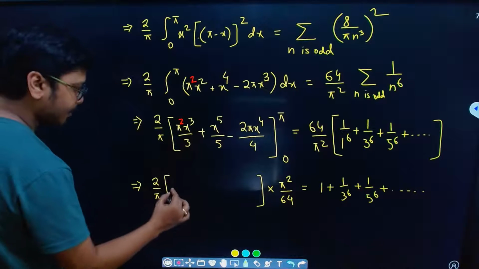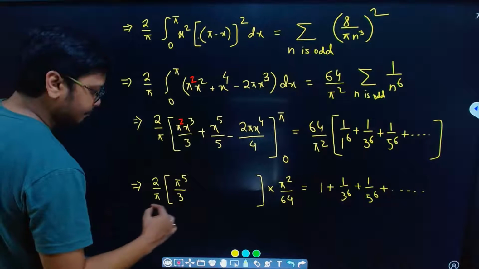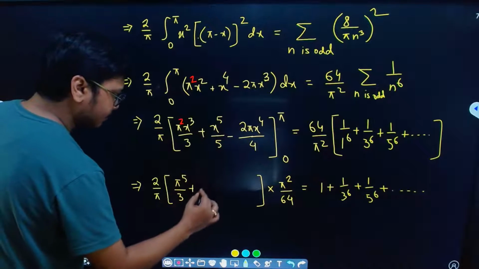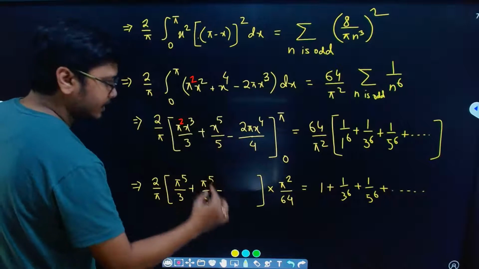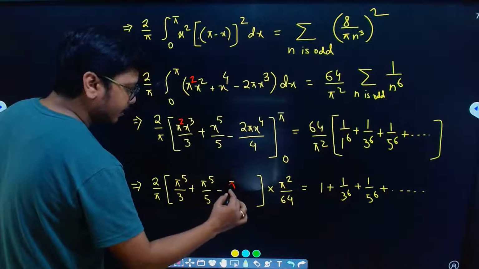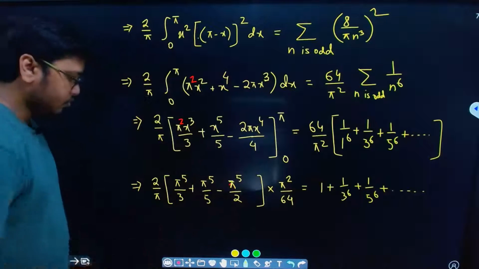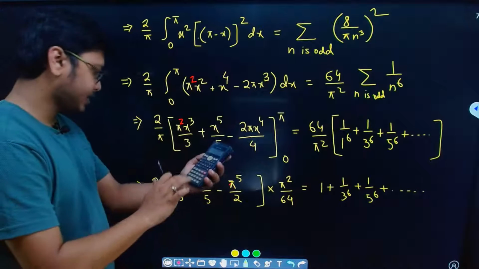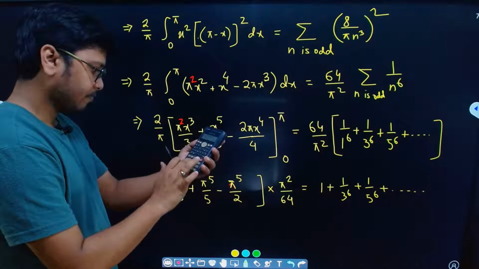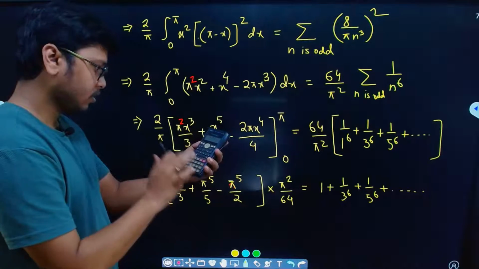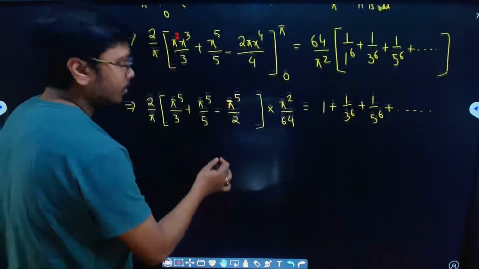This is becoming pi to the power 5 by 3, plus pi to the power 5 by 5 minus 1, 2 is getting cancelled, pi to the power 5 by 2. So I hope now it is correct. Let me now check. 1 upon 3 plus 1 upon 5 minus 1 upon 2. Okay, so it's 1 upon 30. I think that is correct now.